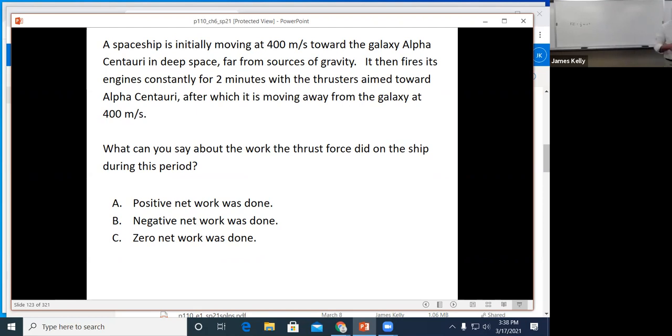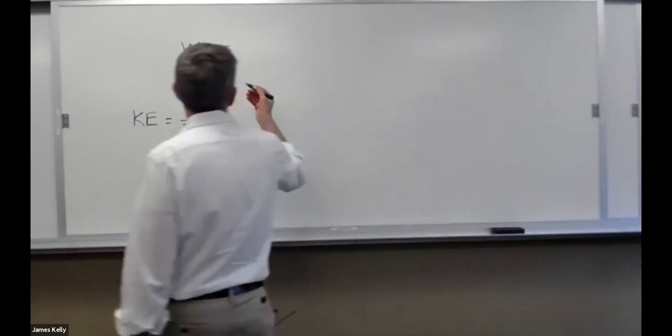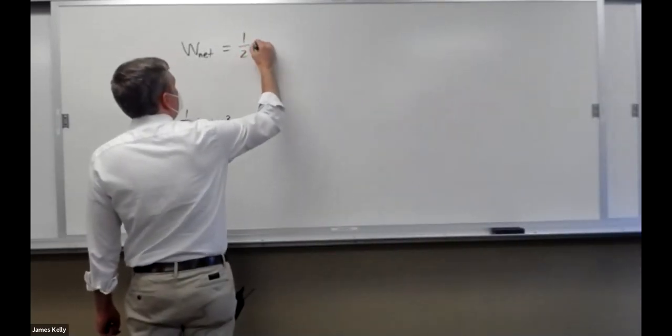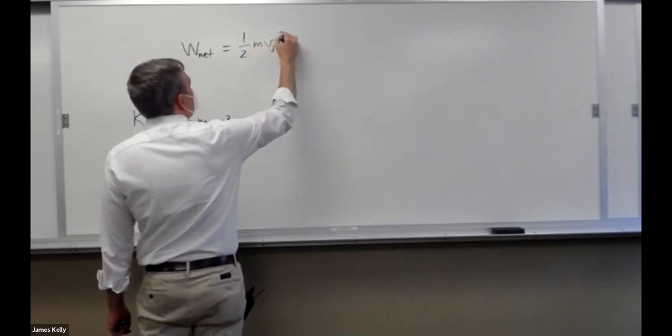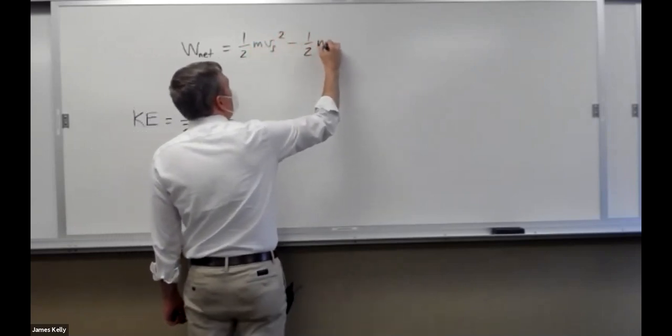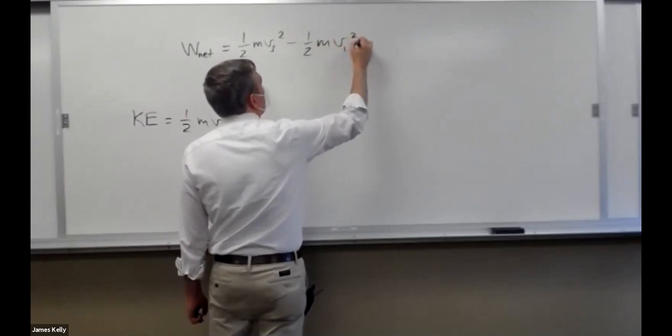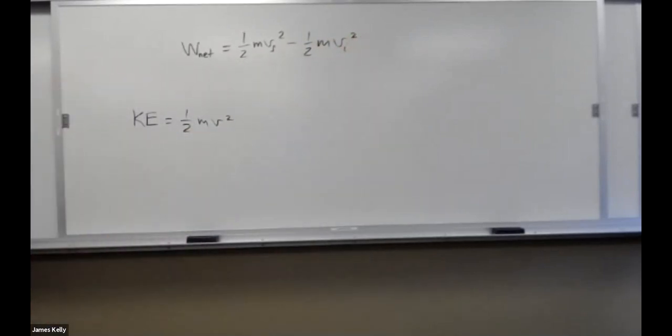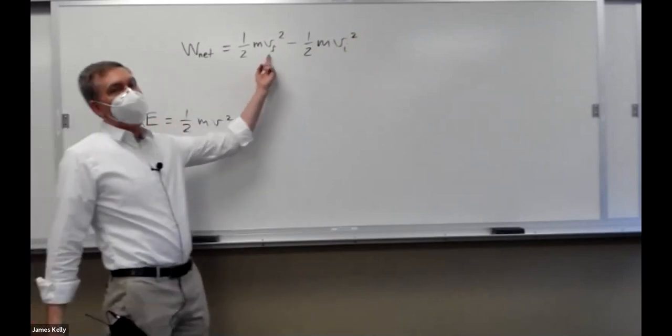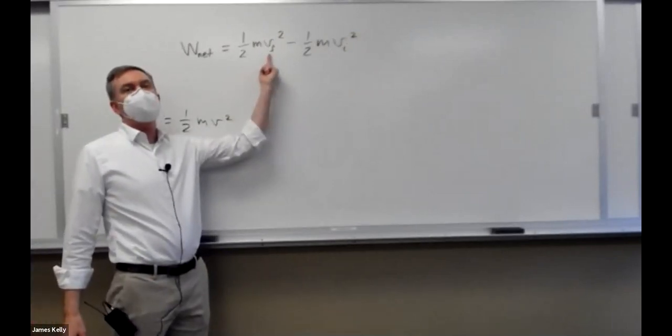Yeah, so I think you're thinking of the work-kinetic energy theorem, right? Which says that the net work done by all forces, that's what we mean when we say net, is equal to the final kinetic energy minus the initial kinetic energy. And those are defined as 1/2 mv squared. These v's are just speeds. We don't care about which direction, we just square the speed.